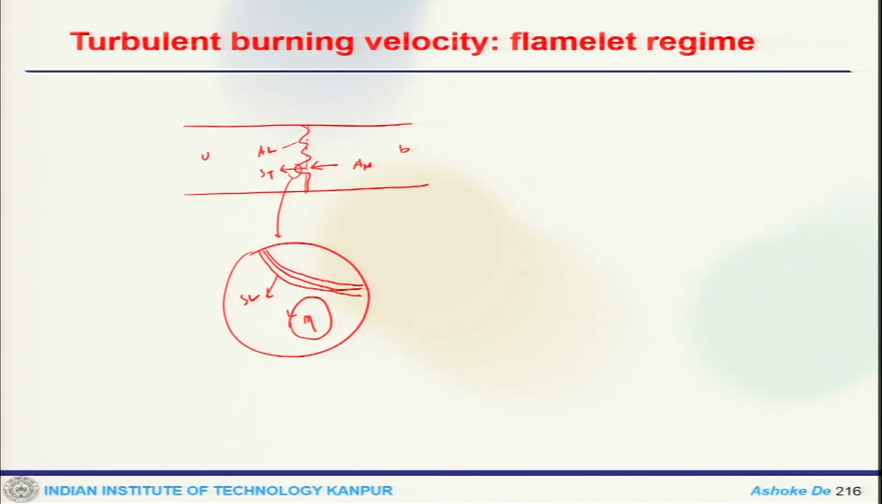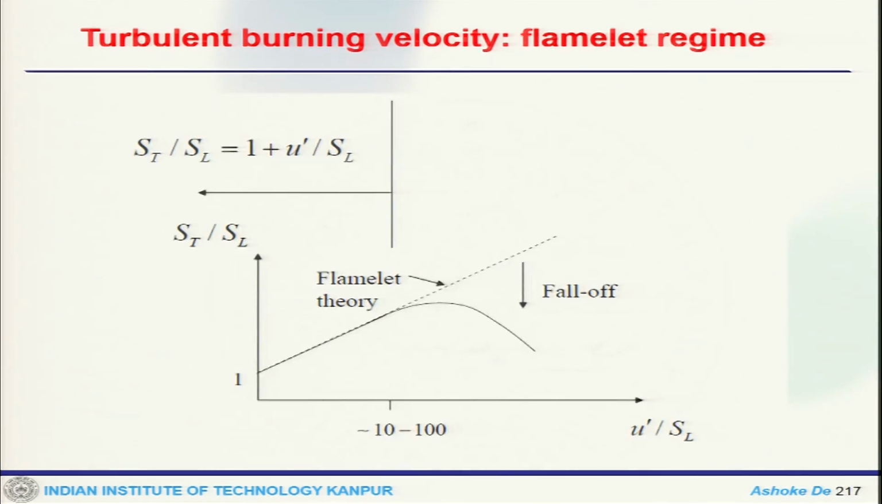Now, turbulent flame speed is important, and we have already seen that different correlations exist. From this volume we can equate the consumption rate of the unburned mixture to that. Through this, in the flamelet regime, this is the expression which works, which we have already seen. If you plot U prime by SL against ST by SL, this is what flamelet theory gives, but realistically it goes like that. So, there is a deviation.